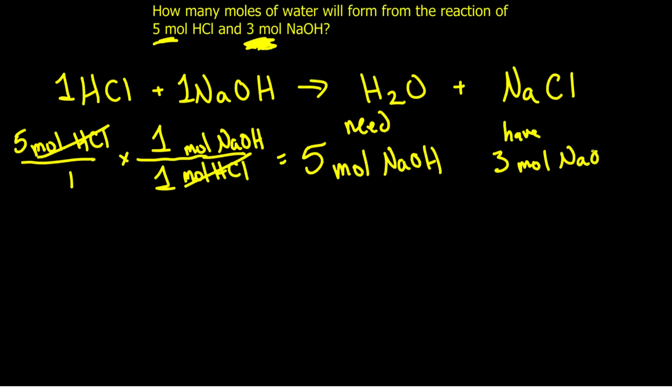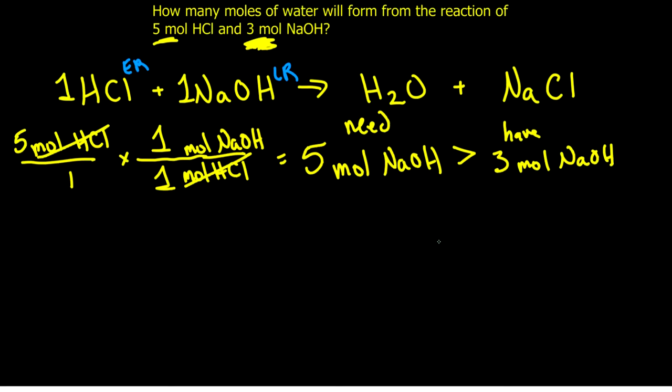So if I need 5 and I have 3, do I have enough? Well, the answer is no. So 5 is larger than 3. And my saying was, if the left number is larger, then it's limiting. Left, larger, limiting. So sodium hydroxide is your limiting reactant. And if sodium hydroxide is your limiting reactant, hydrochloric acid is your excess reactant.